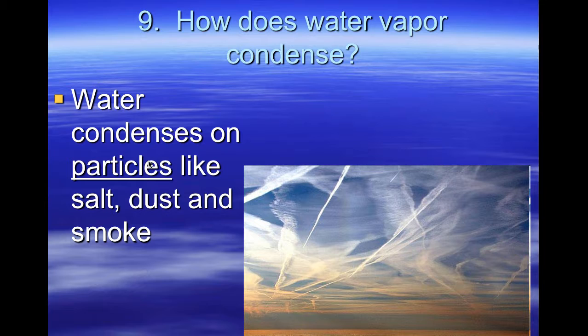So water condenses on particles like salt, dust, and smoke. These are lenticular clouds. Clouds just can't form out of nowhere. They have to have a seed to form on. And so it'll form on salt, it'll form on pollution, it'll form on dust. We can actually do cloud seeding, where we drop carbon dioxide pellets, dry ice pellets, through the air, in hopes that the water will condense and create clouds during a drought.